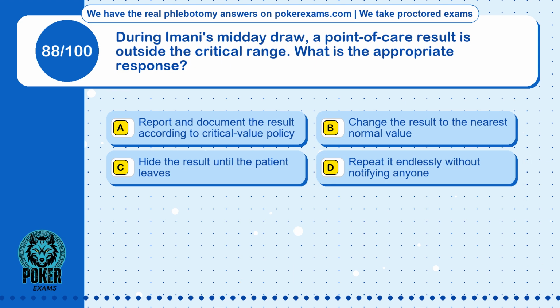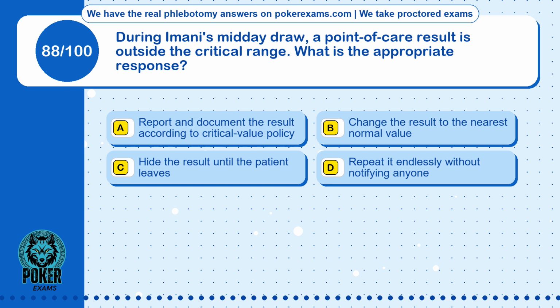Question 88. During Imani's midday draw, a point-of-care result is outside the critical range. What is the appropriate response? Option A. Report and document the result according to critical value policy. Option B. Change the result to the nearest normal value. Option C. Hide the result until the patient leaves. Option D. Repeat it endlessly without notifying anyone.